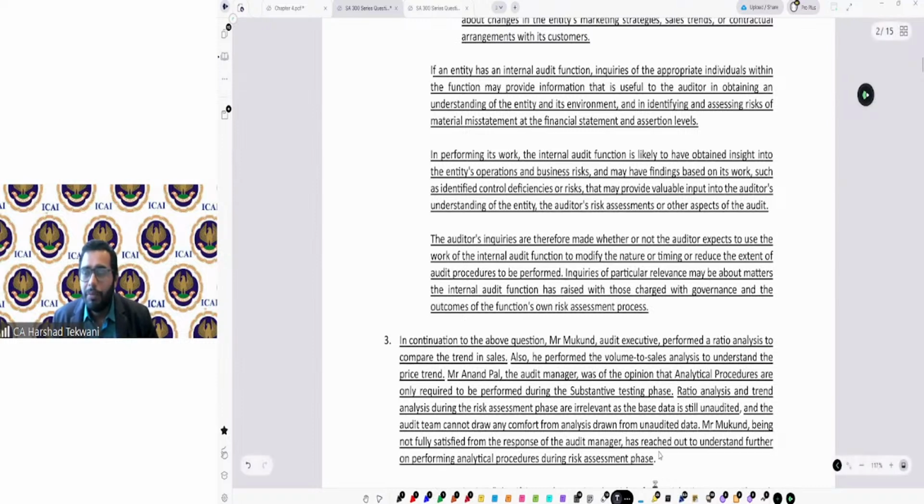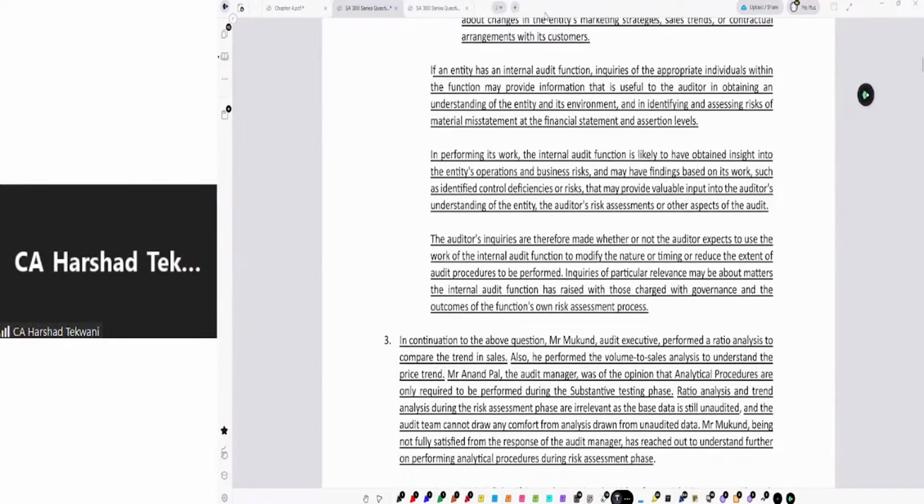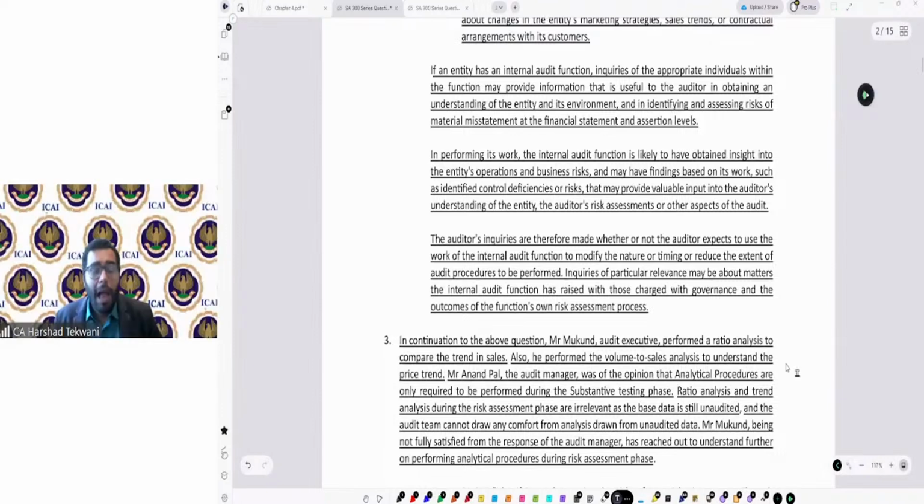So you need to guide Mr. Mukund with respect to whether he can perform the analytical procedures during the risk assessment phase. If yes, then why? What are the benefits, and how can he perform them? Why should he perform analytical procedures during risk assessment procedures?